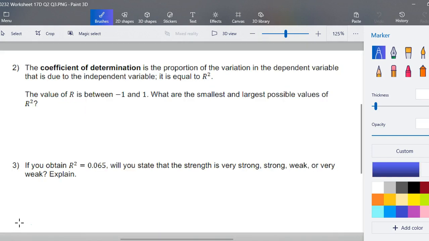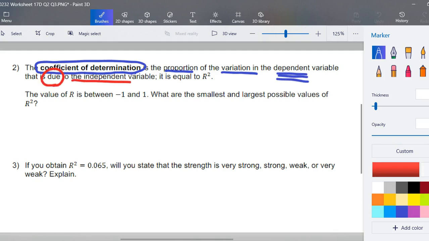The coefficient of determination is the proportion of the variation in the dependent variable that is due, some really, really important words here, that is due to the independent variable. And I would highlight, underline, it's the variation in the dependent variable that is due to the independent variable, and we call that R squared.